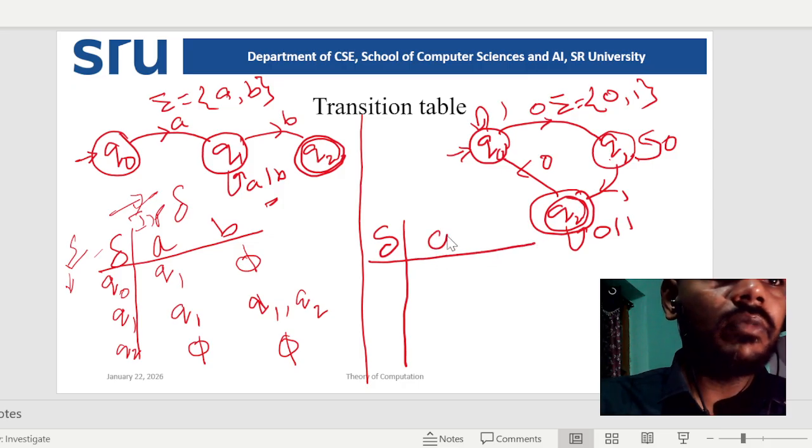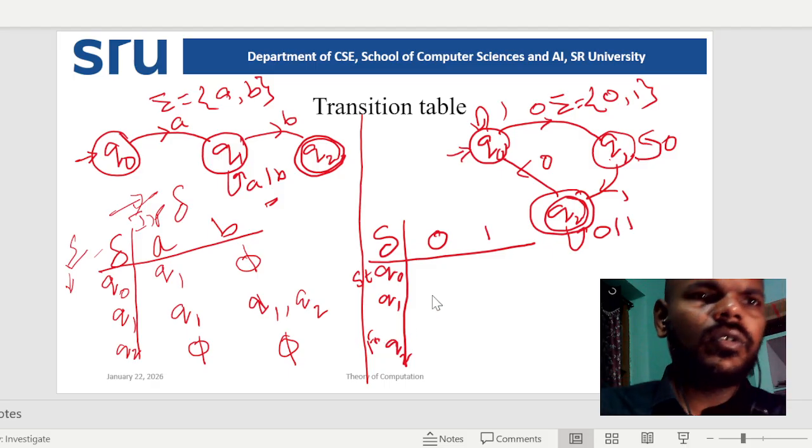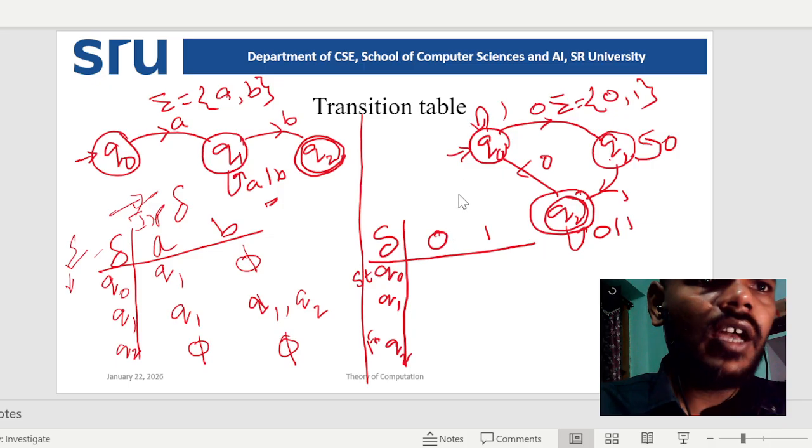So what is the input symbol? 0, 1. What are the states? Q0 is a state, Q1 is a state, Q2 is a state. When you are writing any transition table, you must represent the starting state. Q0 is the starting state and Q2 is the final state, right? Now see, on Q0 state, if the input symbol is 0, where is it going? It is going to Q1. You write Q1 here.